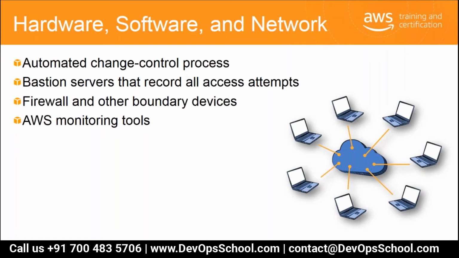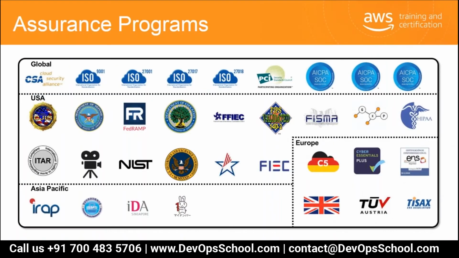Okay. So similar to how we release our applications in our environment, AWS has a highly centralized process for making any changes to hardware or software. Other than that, industry third-party attestations and assurance programs also happen from time to time to make sure that AWS follows all the compliance requirements through a very strict process.